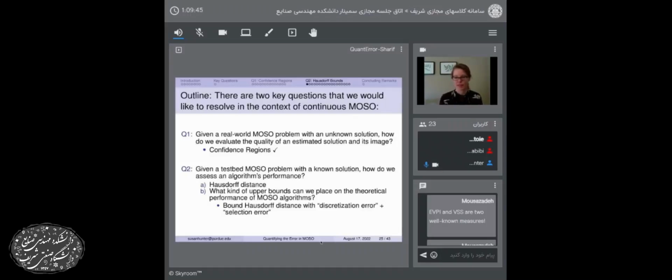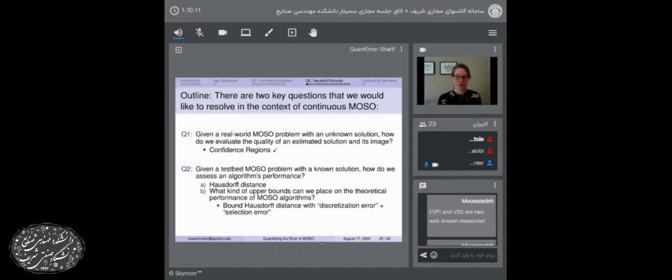Okay, so let's head into the second part. So we have sort of this idea of confidence regions, quantifying the uncertainty. You want to solve a problem in the real world, but you have no idea how good your solution is or what kind of error there might be in it. This gives you a way to put some confidence around it, so to speak, for lack of a better word.